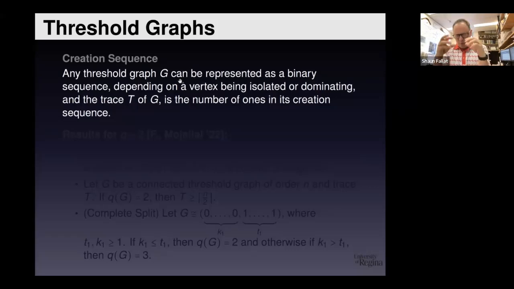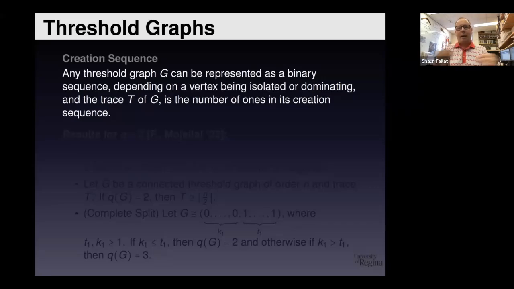And the trace of any threshold graph, capital T, is just that. So as you go through this sequence of vertices, and you either create an isolated vertex or you create a dominating vertex, you can create this binary sequence associated at the same time, where you put a 0 if the vertex is isolated and a 1 if the vertex is actually dominating.